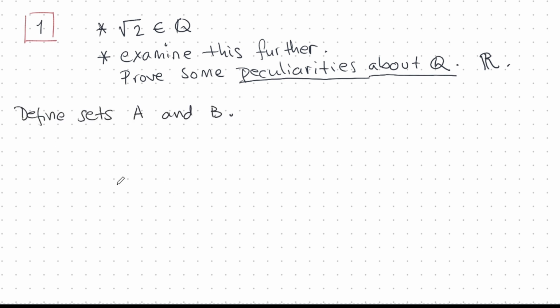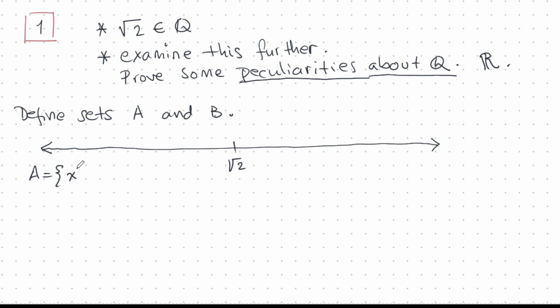Let us define two sets A and B in the following way. I divide up my real line like this. Everything before root 2 is here on the left, and everything after root 2 is on the right. And I define set A to be like this: all the rational numbers x such that x squared is less than 2. So these are all in Q.